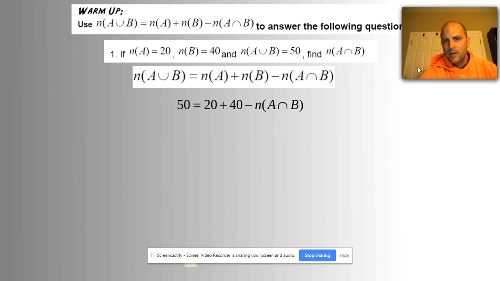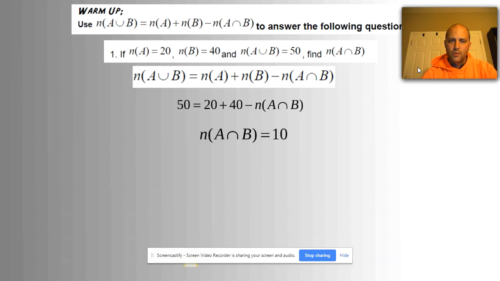Our numbers in A are 20. The numbers in B are 40. And then I subtract the intersection. Well, 20 plus 40 is 60. Subtract the 60 over and I get negative 10 equals a negative numbers in the intersection, and then divide and we end up with 10.